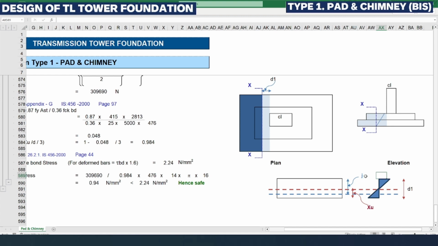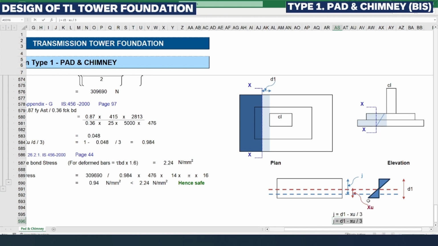From that we need to find the lever arm distance. For the lever arm distance, we need to deduct from D1. From this picture itself we can calculate the lever arm distance. XU lies in the triangle shape, so we need to consider 1/3 from the bottom, so XU divided by 3. This is the equation to calculate the lever arm distance which we arrived at from the picture.